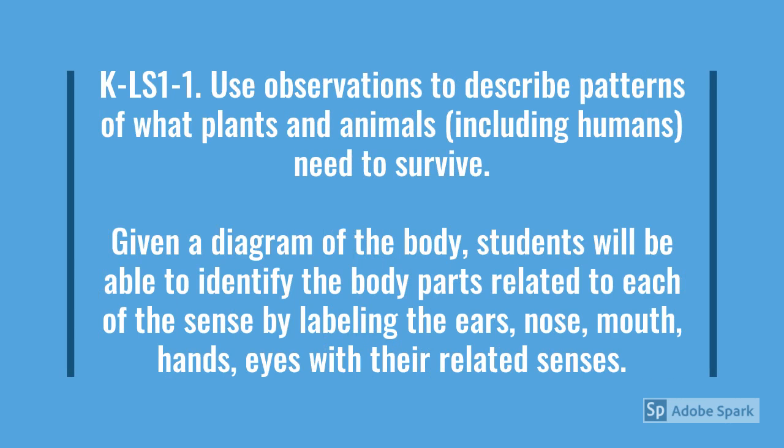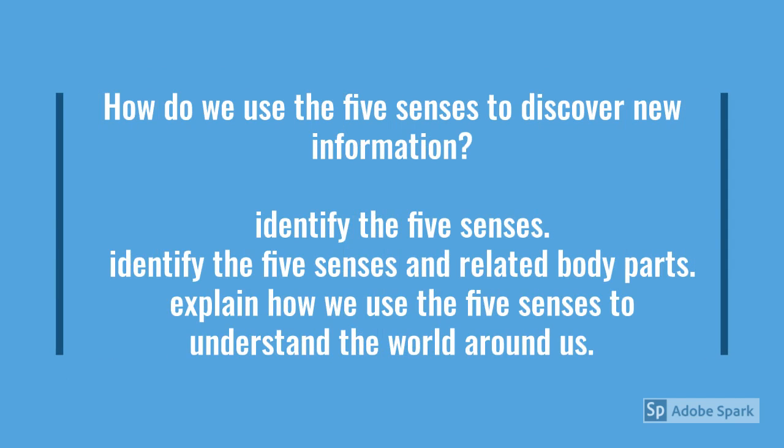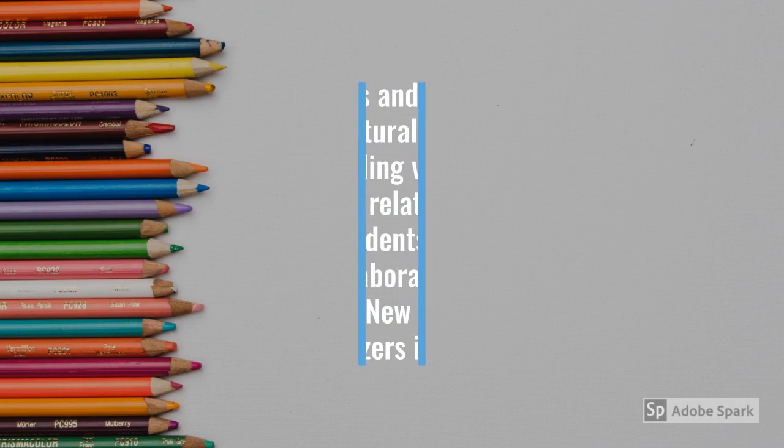The standard used was from the Next Generation Standards, K-LS1-1: Use observations to describe patterns of what plants and animals, including humans, need to survive. The learning goal is, given a diagram of the body, students will be able to identify the body parts related to each of the senses by labeling the ear, nose, mouth, hands, and eyes with their related senses.